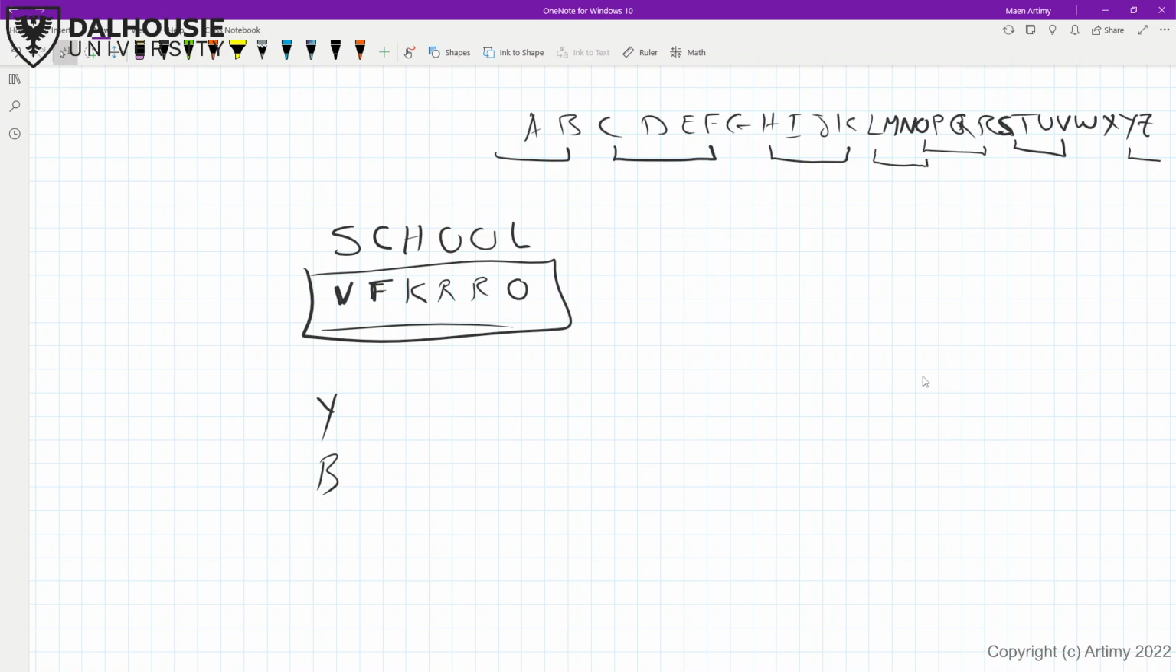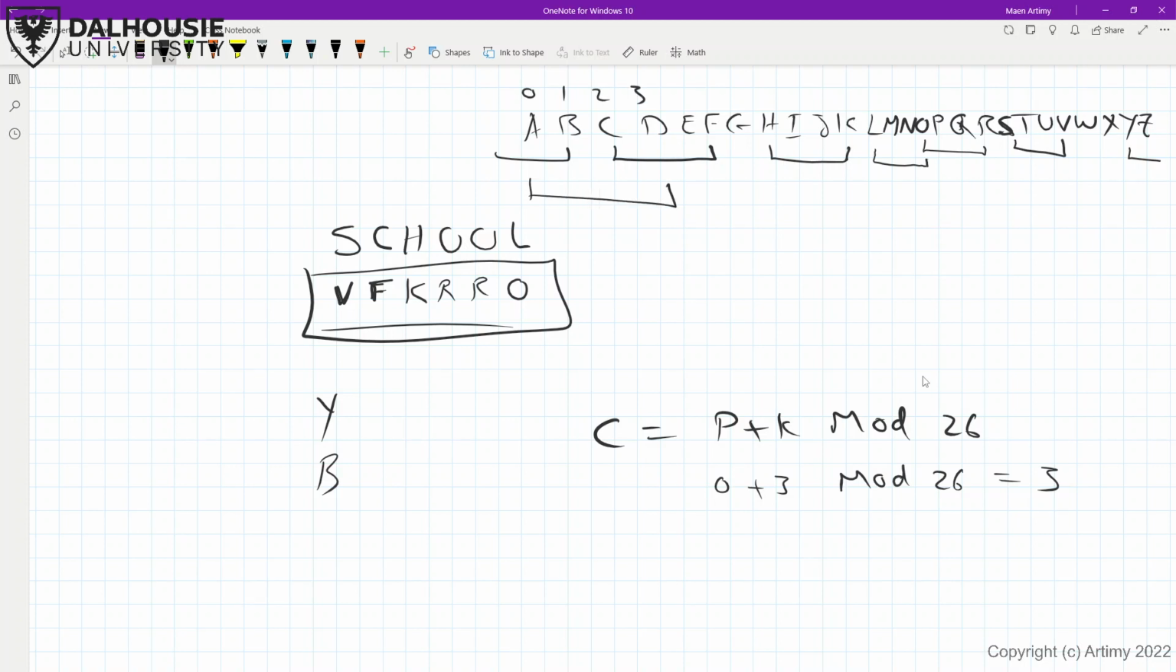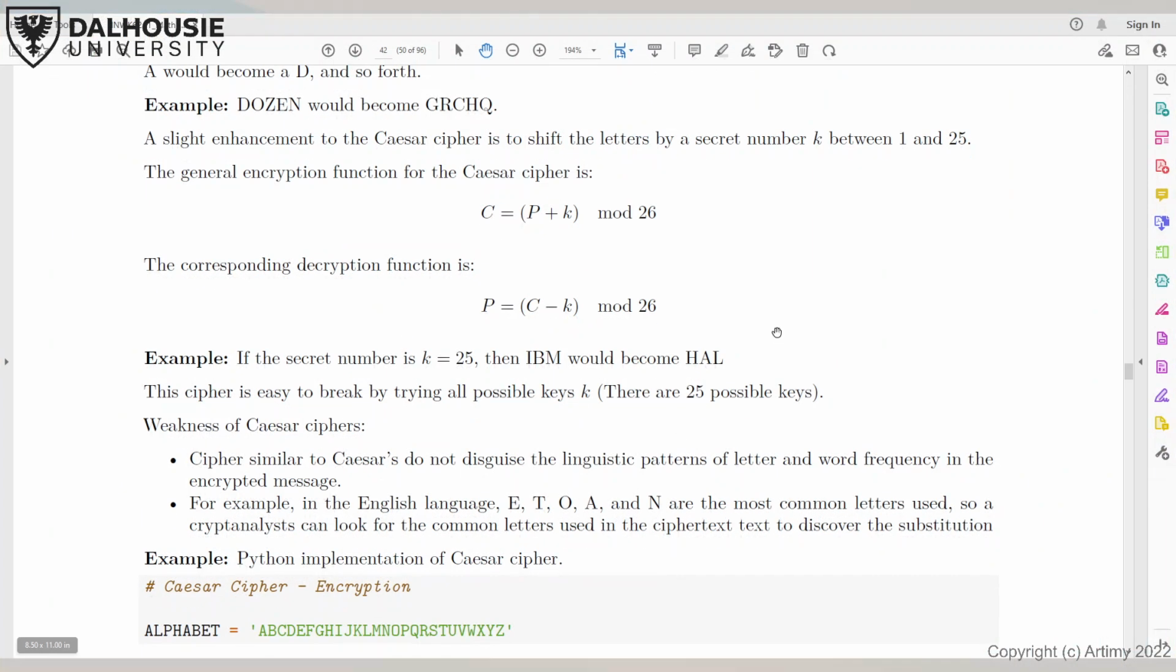Another thing that I want to mention here is actually I'm representing the letters with numbers, right? So for this to work, I have to have a representation. So A, for example, will be represented by the number 0, right? And 0 plus 3 mod 26 is 3. So if this is 0, this is 1, this is 2, this is 3, then A will be replaced by D. All right? And to replace C, which is 2 plus 3 mod 26 is 5. So that's F. Right? So that's the mathematical representation of Caesar algorithm.